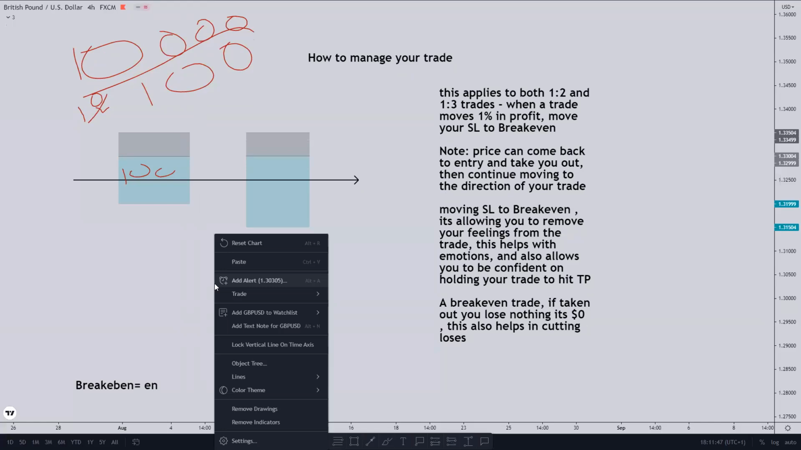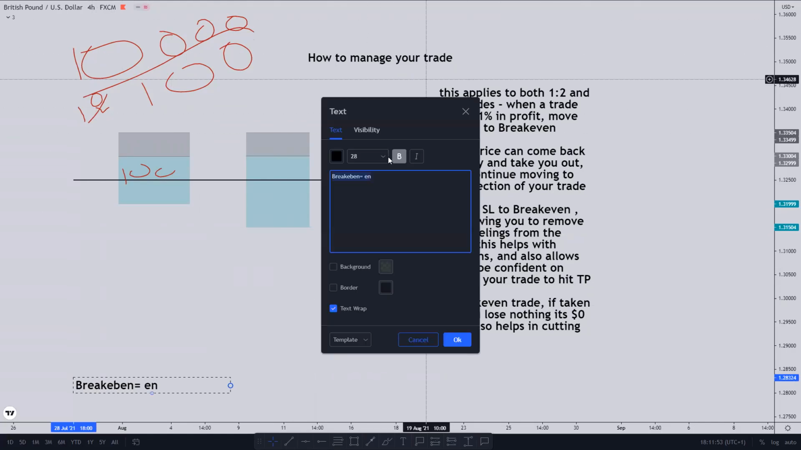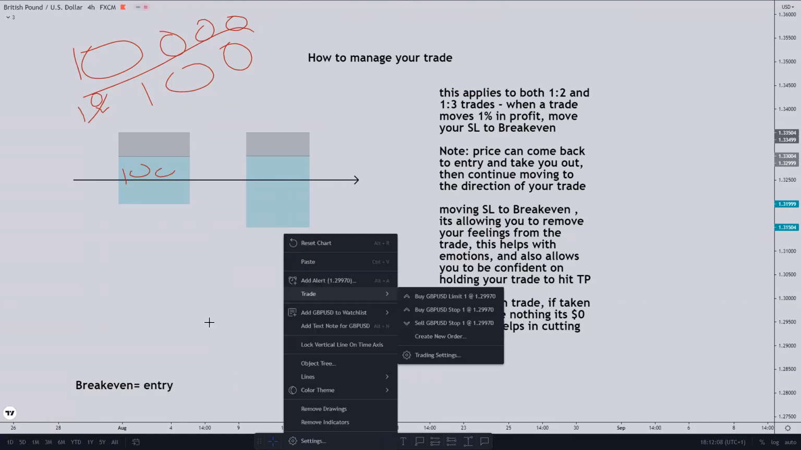So in this lesson, we're going to be showing you how to manage your trade, right? So let me just quickly edit this. Break even, for those that don't know, is moving your stop loss to entry, right? When we say break even, we mean move stop loss to entry. Spelling. Okay, correct. There we go.